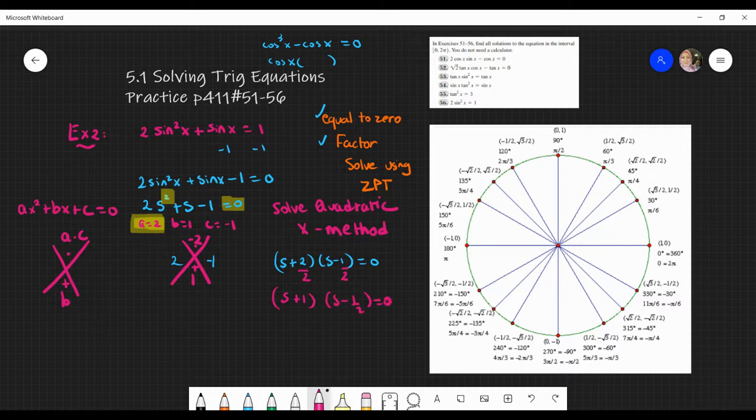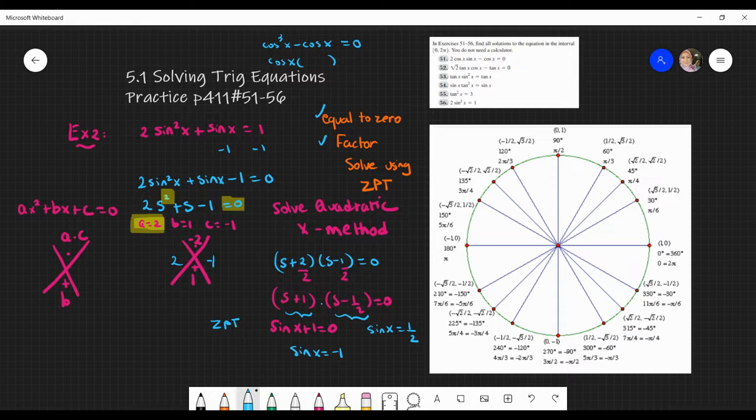And remember, s refers to sine. So sine of x plus 1 equals 0, using the zero product theorem right here, taking each factor and equaling it to 0. I get sine x equals -1. And if you take this equation, you should get sine x equals half.